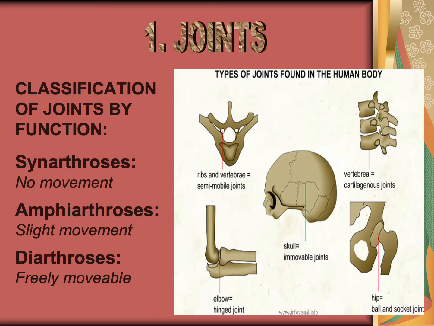Ang amphiarthrosis naman, yung sa ribs, vertebra, no? Because they are slightly movable. Nabebend siya, pero hindi siya totally nafo-fold. On the other hand, yung diarthrosis sa elbow, sa hips, they are freely movable joints. Maraming movement ang pwedeng gawin sa kanya.